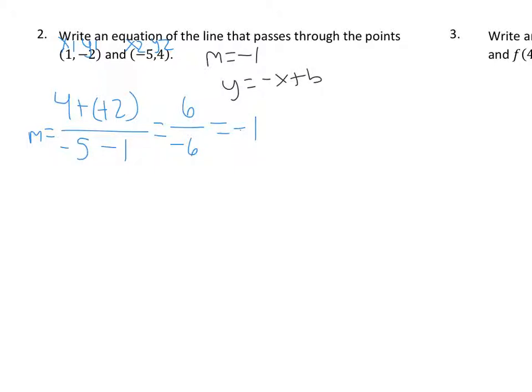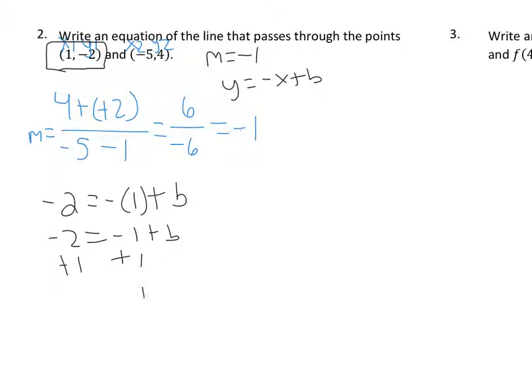So now I'm going to show you guys something. So watch. I'm going to use the first set of numbers to substitute in for x and y. So I get negative 2 equals negative times 1 plus b. So negative 2 equals negative 1 plus b. Add the 1. You get b equals negative 1. So I have y equals negative x minus 1. So there was using it with the first point.